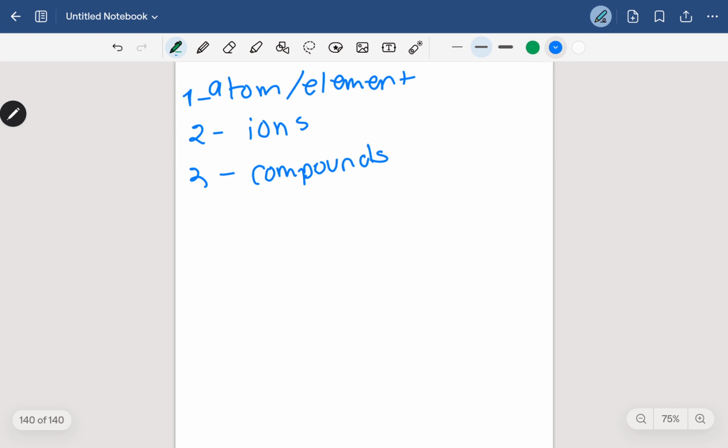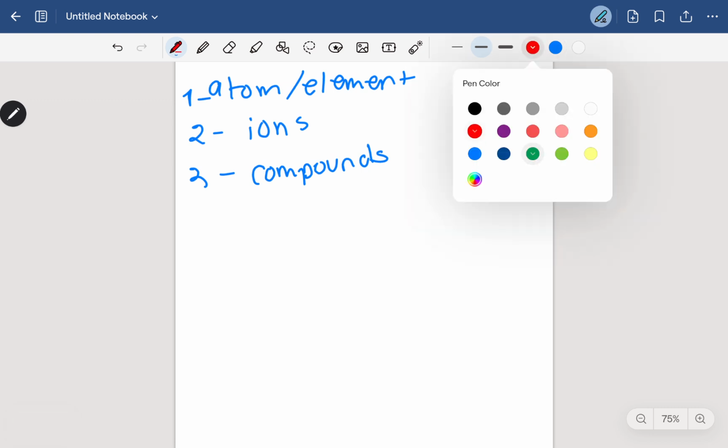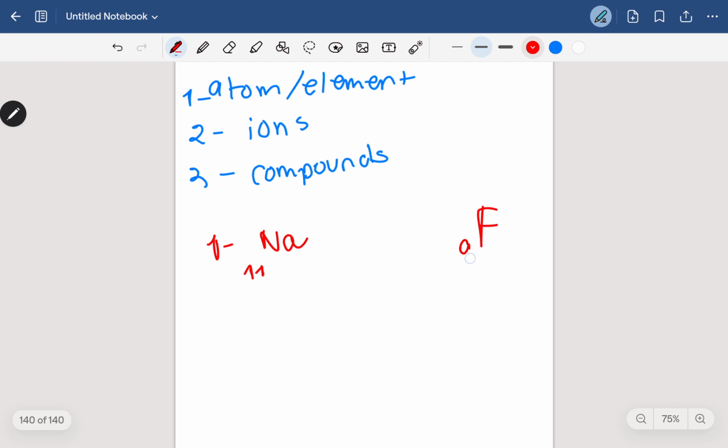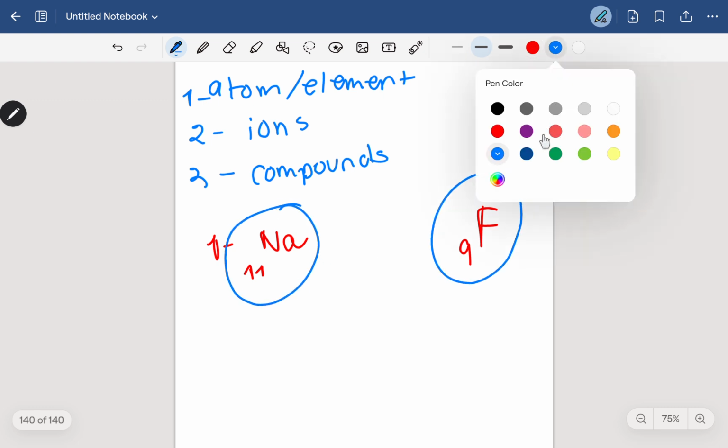Now, what about these dative representations? Oh, sorry, not dative, my bad, electronic representations. I was thinking of something else. So, let us take any atom or element. I'm gonna take two atoms. So we can take Na, which has an atomic number of 11, and let us take F, which has an atomic number of 9. So we are going to represent Na by itself and F by itself.